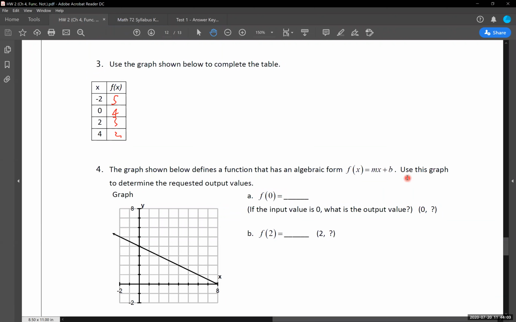So looking at this, for number 4, we're told use the graph below. The graph below defines a function that has an algebraic form f of x is equal to mx plus b. So again, this is our slope-intercept form, except written with function notation versus just y equals. So use the graph below to determine the requested values. So here's our graph. We want to find f of 0. So again, our general thought is, if the input value is 0, what is the output value? So I should have an answer in an ordered pair of 0, something.